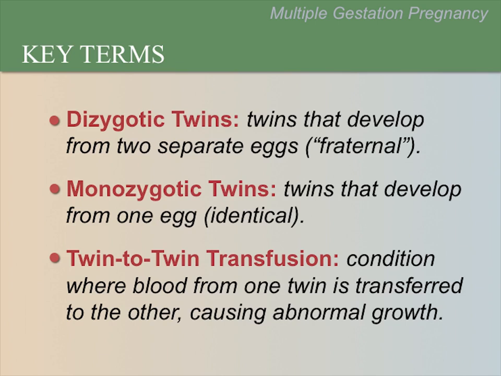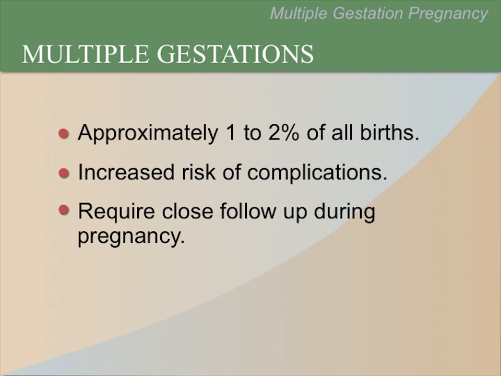Dizygotic twins are twins that develop from 2 separate eggs. These twins are not identical and are sometimes called fraternal twins. Monozygotic twins are twins that develop from 1 egg and are identical. Twin-to-twin transfusion is a condition where blood from one twin is transferred to the other, causing abnormal growth of both twins. About 1 to 2% of pregnancies result in 2 or more fetuses, which we refer to as multiple gestation.